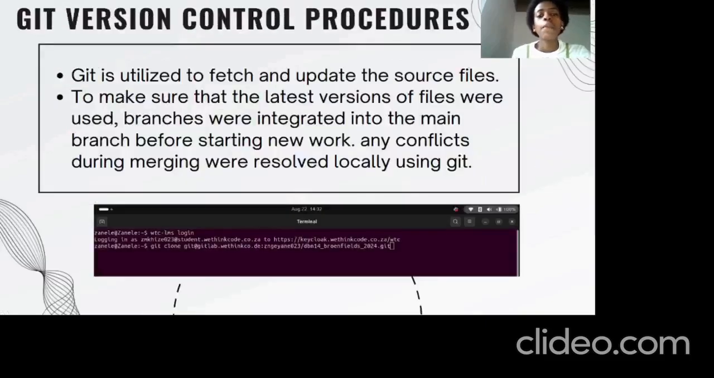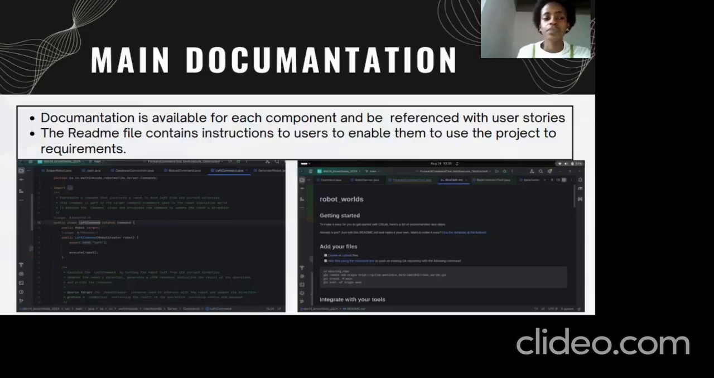Version control procedures with Git. Git is utilized to fetch and update the source files to make sure that the latest version of the files was used. Branches were integrated into the main branch before starting new work. Any conflicts during merging were resolved locally using Git.